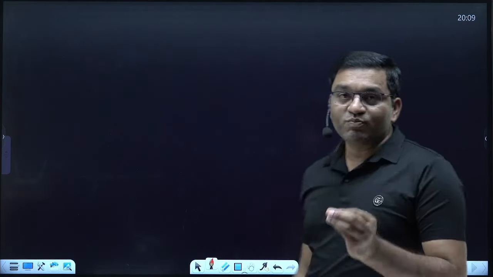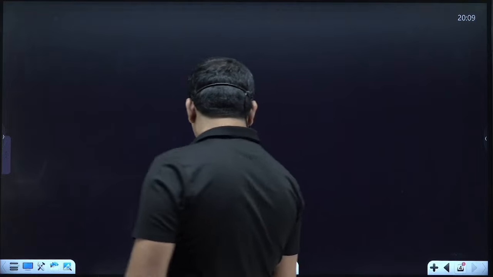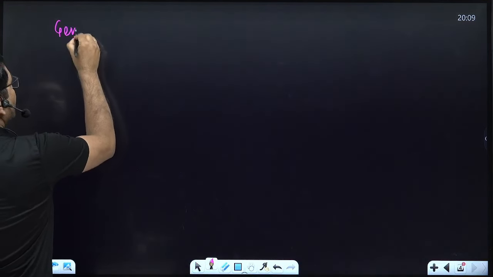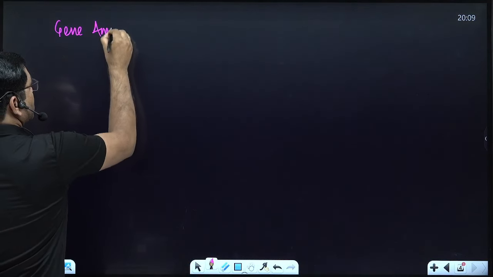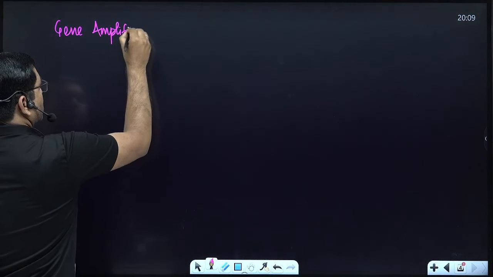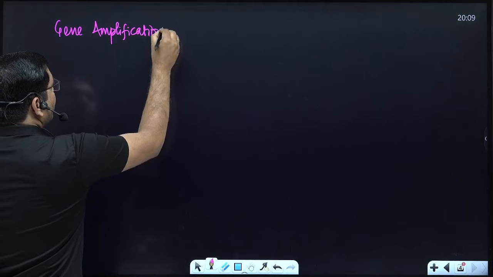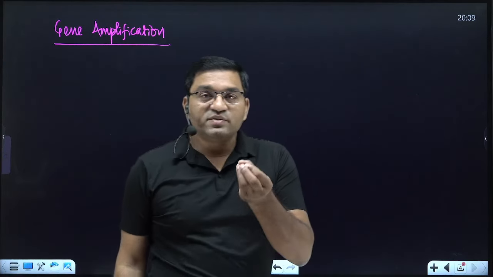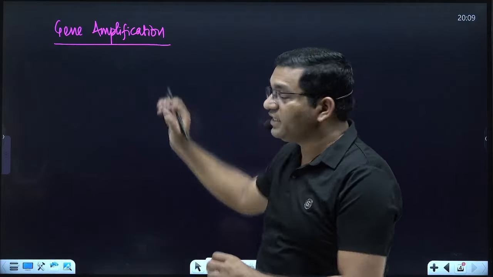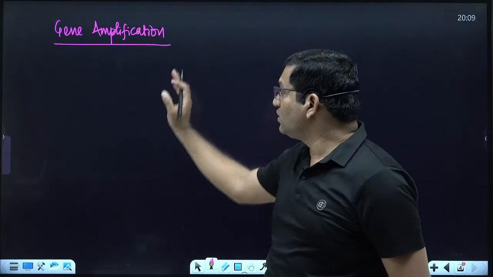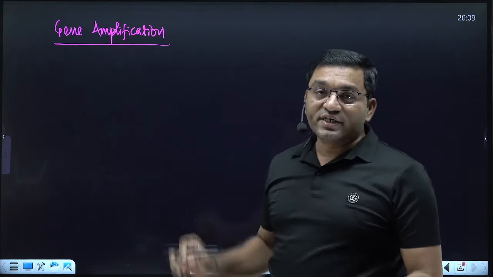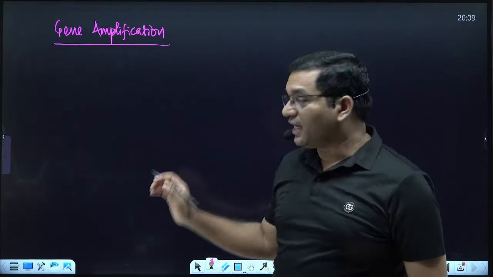Now the third important point is gene amplification. Gene amplification means making copies of the DNA. It is best understood by methotrexate resistance in cancer therapy.